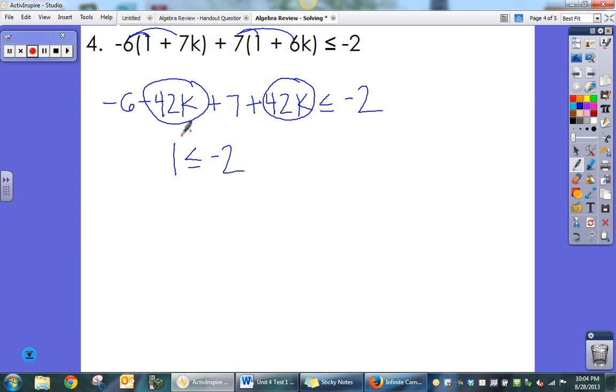Now think about that. Is it true that 1 is less than or equal to negative 2? It's not. On my number line, if I have 0, here's 1, here's negative 2. Is 1 less than negative 2? No. So in this case, I have no solution.